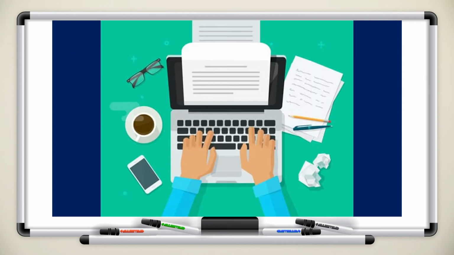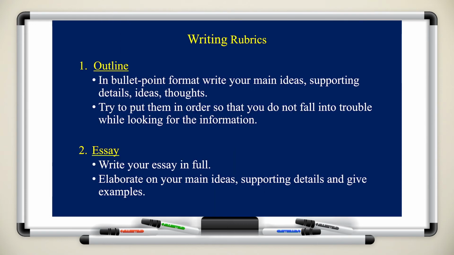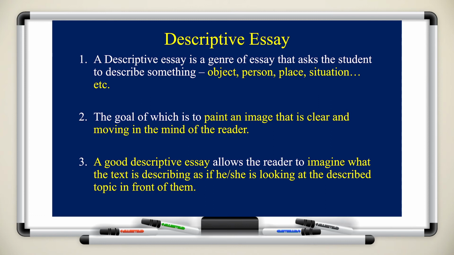And now let's move along with the writing. So we have writing, we have an outline and an essay. For the outline, we write in bullet point format to brainstorm and write the ideas, as previously mentioned in episode number 8. And then we write the essay in full. We elaborate and give meanings, the main ideas, supporting details, and examples. So we have a descriptive essay, as mentioned previously in episode number 8. We want to give a description of an object, a person, a place, or a thing, and so on. And the goal is to write a topic so that the reader has a vision of it. He can see it vividly and clearly. Okay, so this is what we want to achieve at the end.